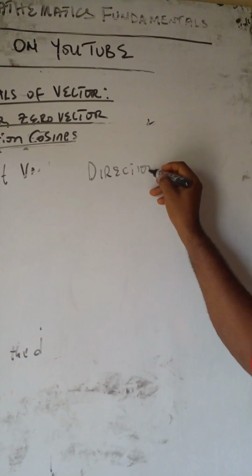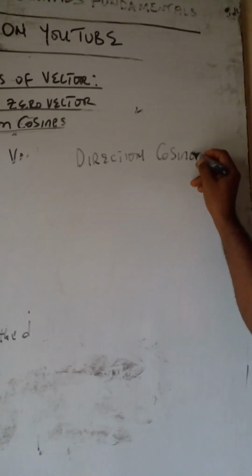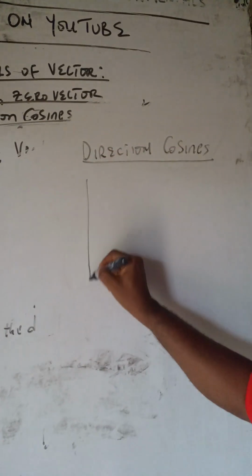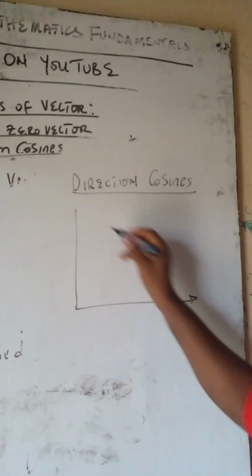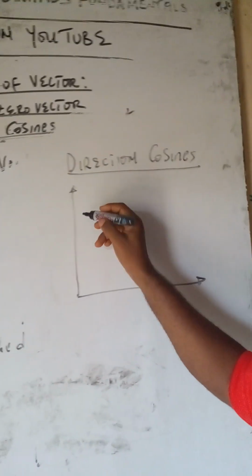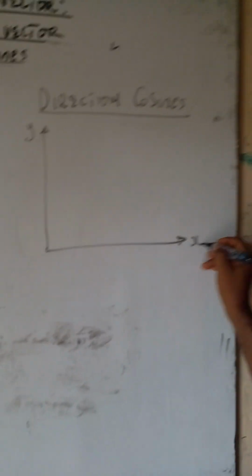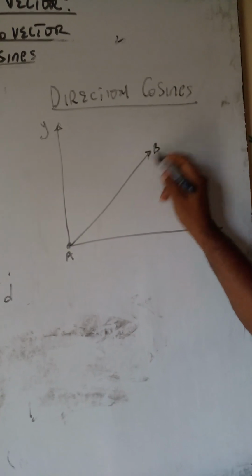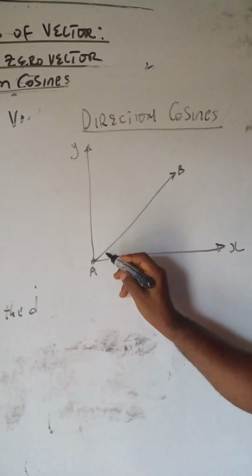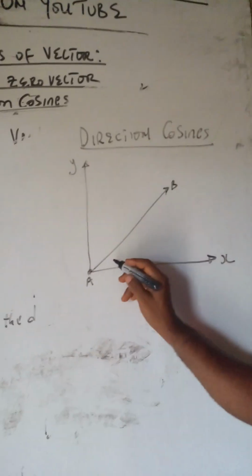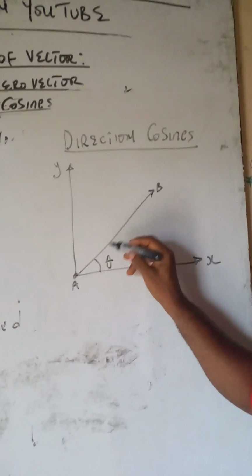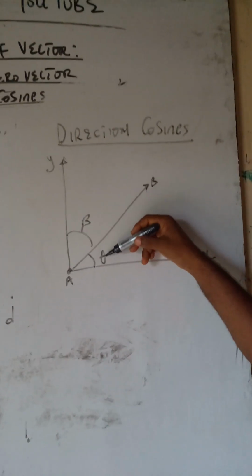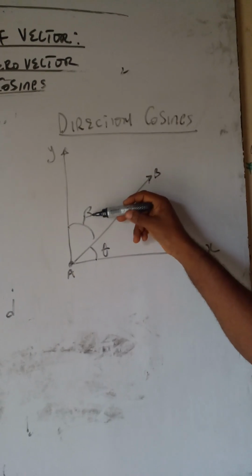Direction cosine. Now, let's say the vector AB that I discussed earlier lies on the Cartesian coordinate system, y, x, and this is A, the tail, and this is B, the head of the vector. So the direction of AB with respect to the x-axis, call it theta, and direction of vector AB with respect to the y-axis, call it beta. The cosines of theta and beta are called the direction cosines.